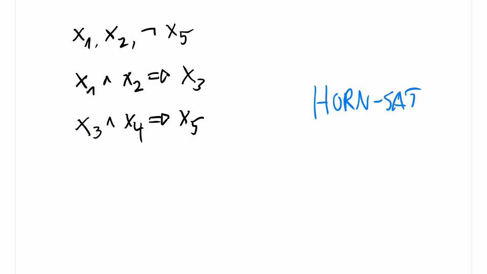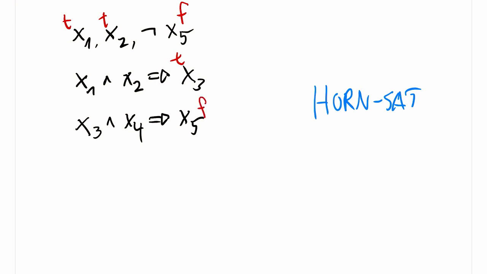So let's start. x1, x2 must be true. That's what we know already. Now, the second line, the first rule, implies that x3 must be true. Now, x5 should not be true. It's false.